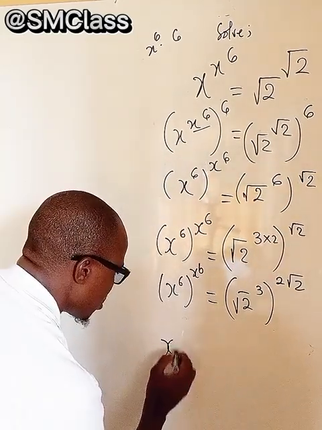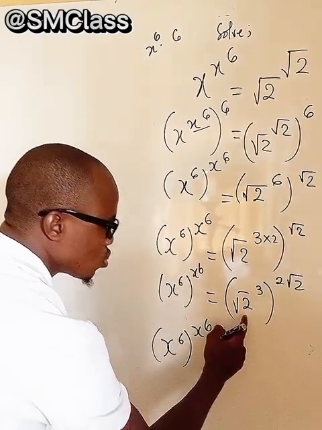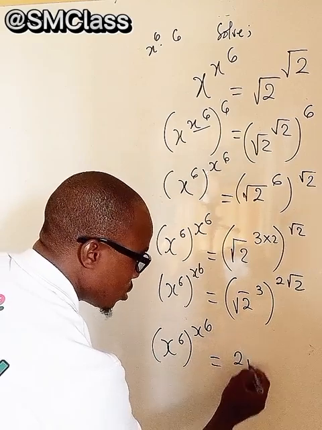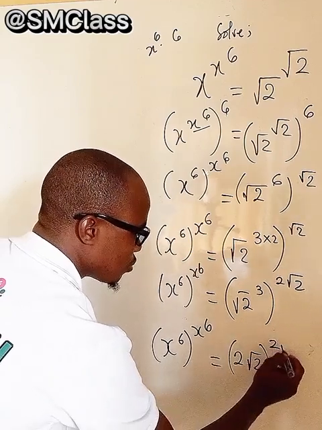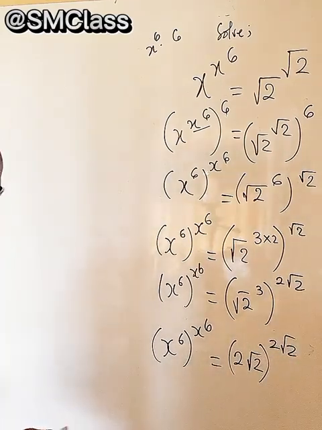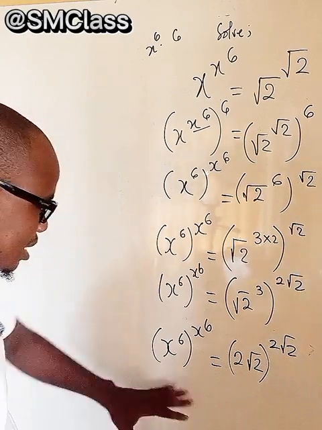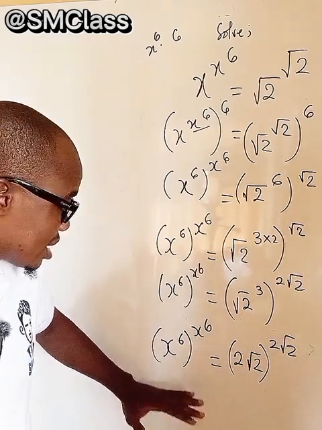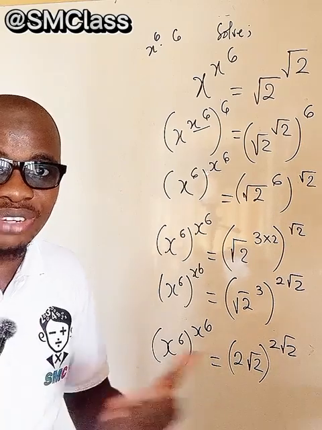I have x to the power of 6, then x to the power of 6 equals root 2 to the power of 3, according to what we have earlier, which is 2 root 2. Then we have 2 root 2. Can you see a very interesting something here? From the left hand side, you can see that the base is raised to itself, and at the right hand side also the base is raised to itself.